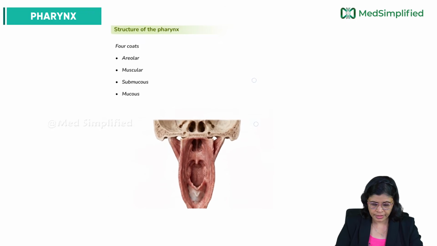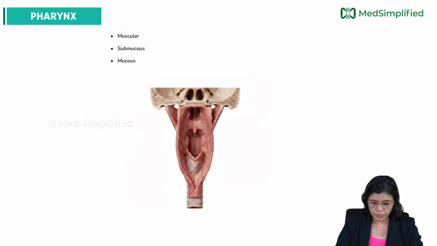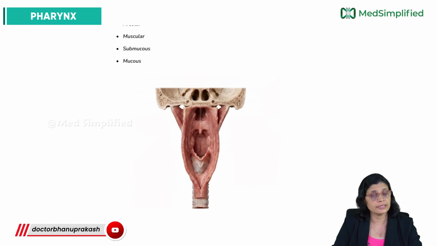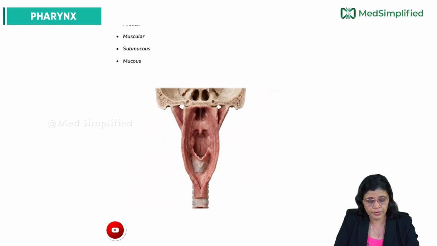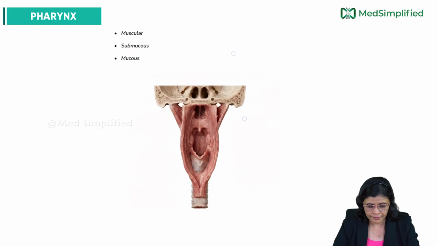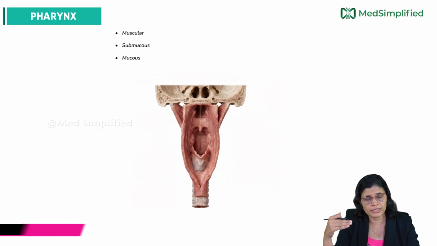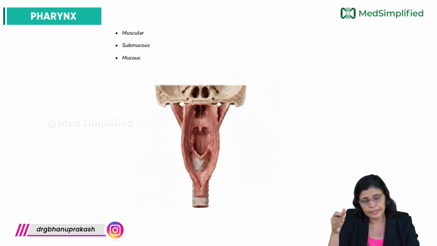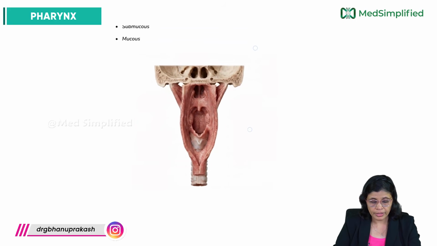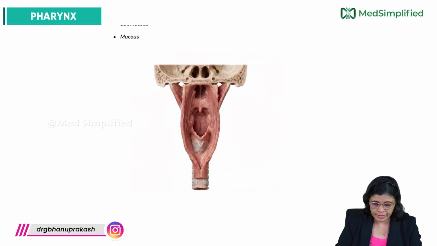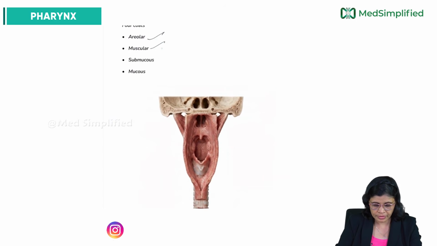Next, coming to the structure of the pharynx. How did we define the pharynx? We defined it as a musculo-membranous tube. So it has a muscle coat and a membrane covering that. The membrane is basically the mucosa, submucosa, the muscle layer and the protective areolar layer which will be on the outside. So we basically have four coats: the areolar, the muscular, submucosa and the mucosal coat.